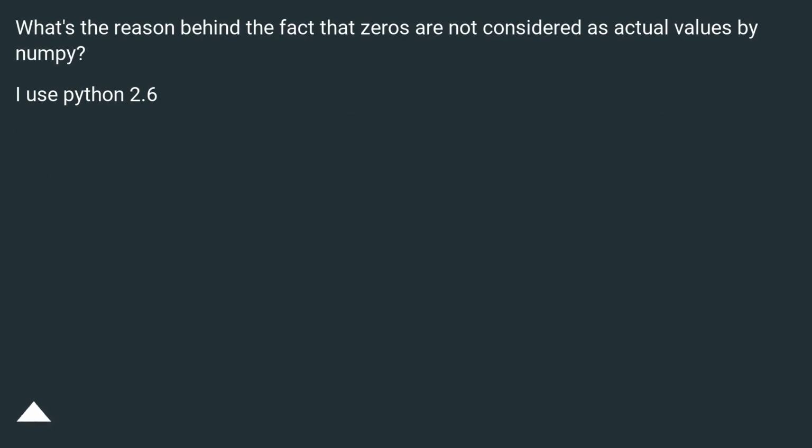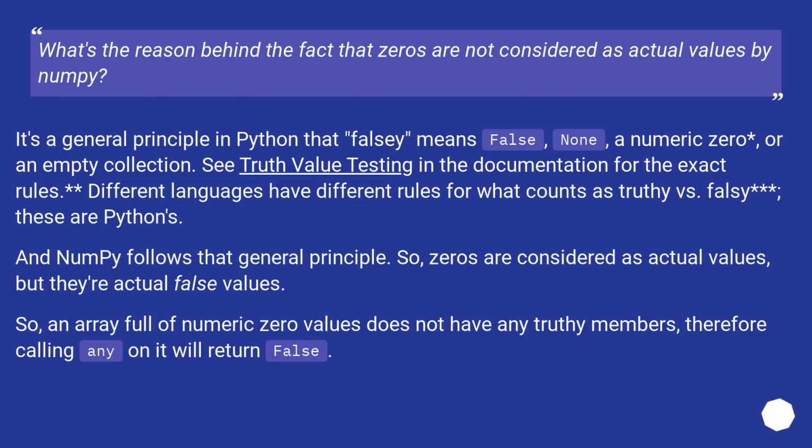What's the reason behind the fact that zeros are not considered as actual values by numpy? I use Python 2.6.